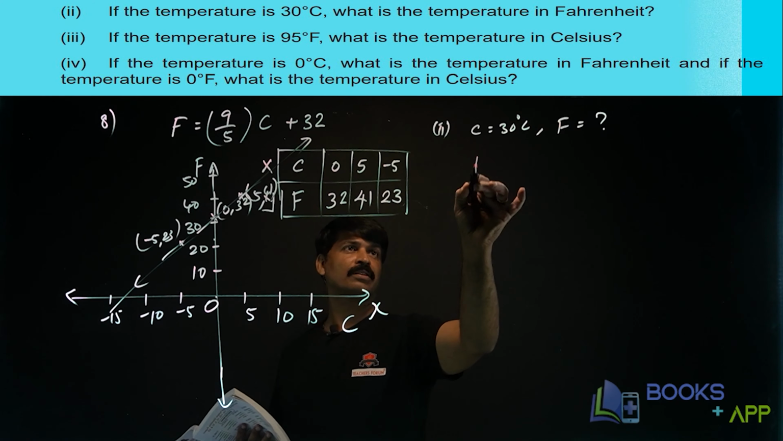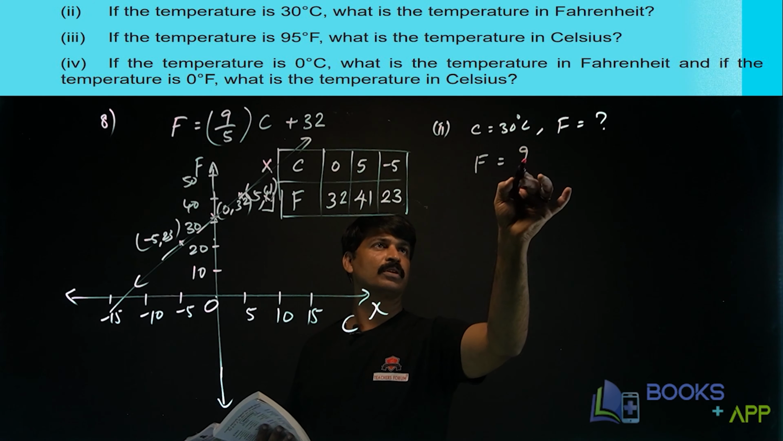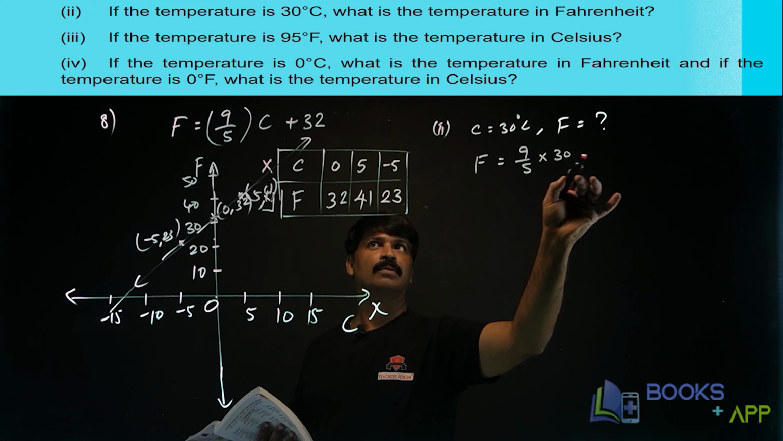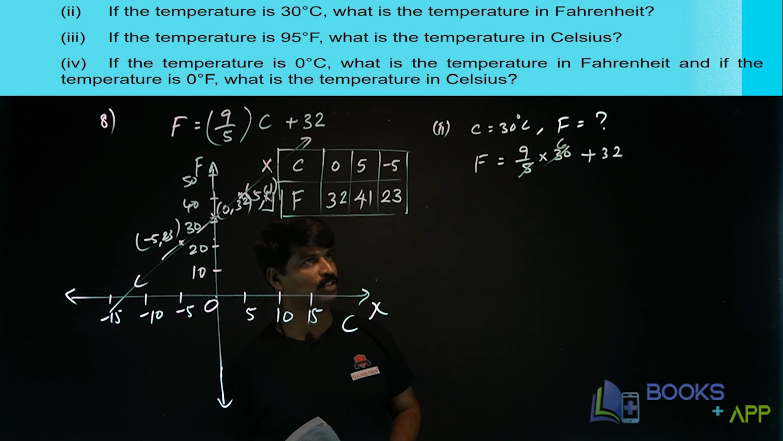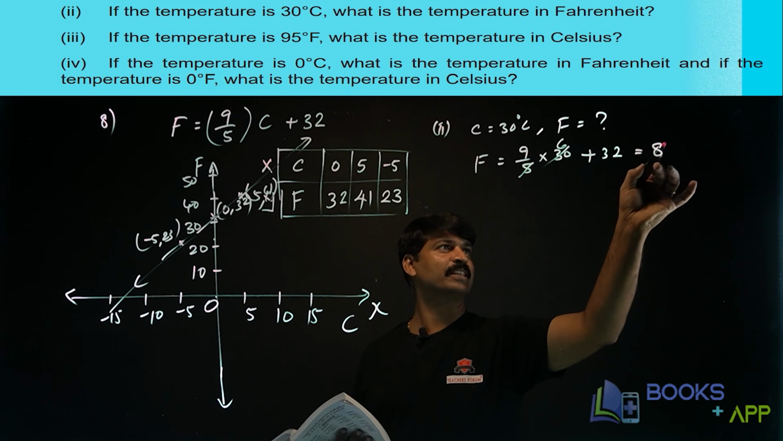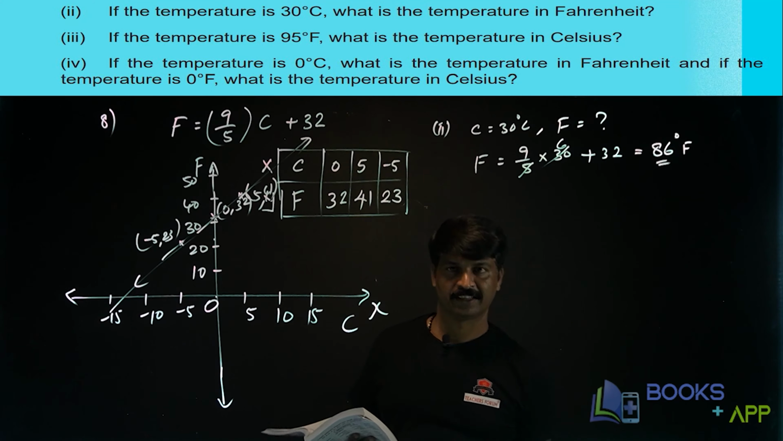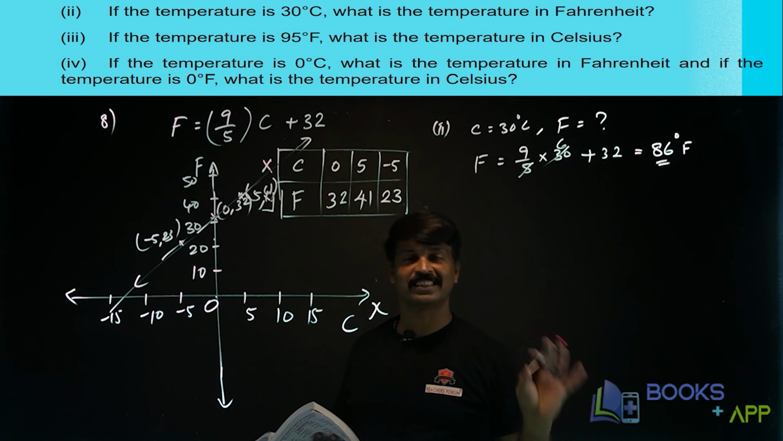In the equation, instead of C, you should substitute 30. So it becomes 9 by 5 into 30 plus 32. So it gets cancelled. 6 5s are 30, 9 6s are 54. 54 plus 32, yes, that is 86. So F is equal to 86 degrees Fahrenheit. So corresponding to 30 degrees Celsius, the Fahrenheit reading is 86, that's all.